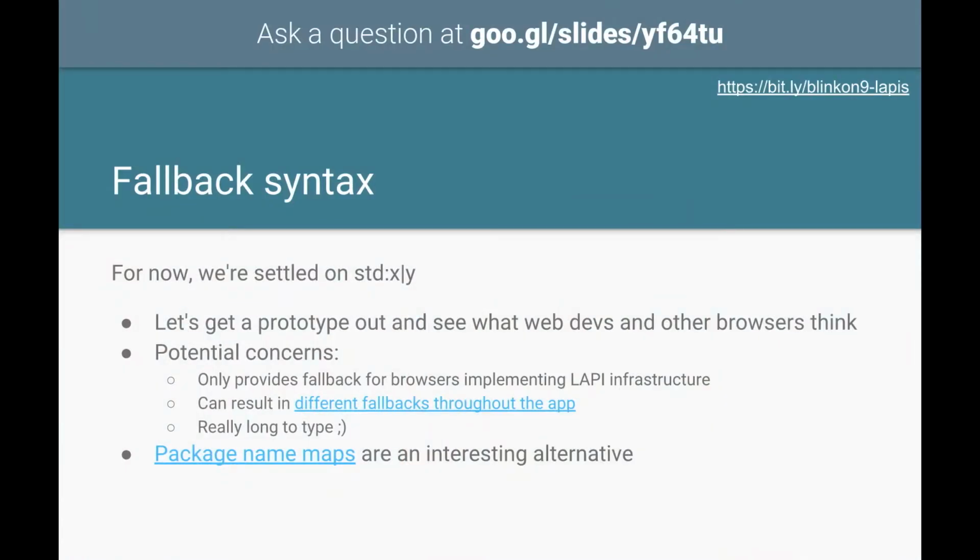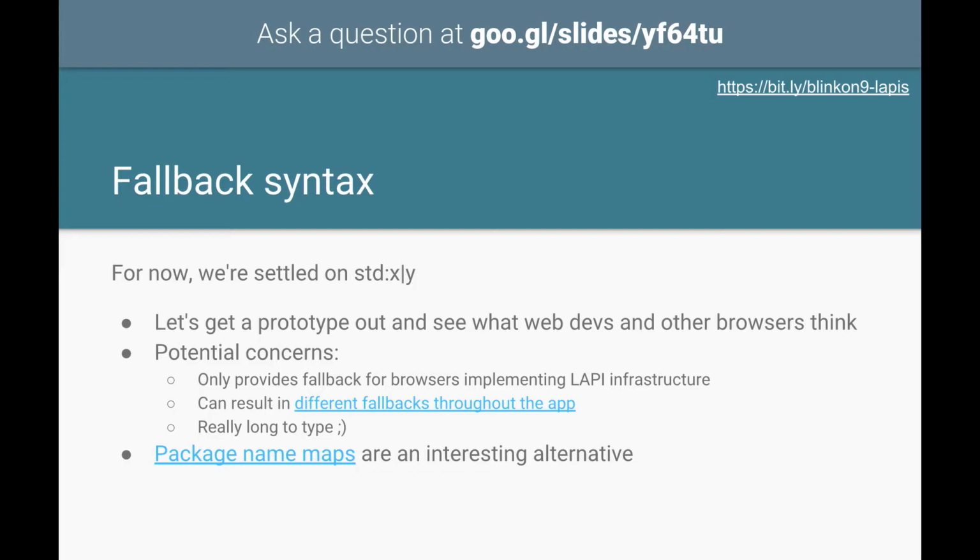Moving on to a couple higher level things. As I said, the fallback syntax is still a little unclear. We're going to prototype it. We're going to see what people think. But here are some issues, right? So as I said, it won't work in browsers that don't implement this fallback syntax at all, right? Once they implement this fallback syntax, then they can get the fallback to the polyfill. But if they don't implement this at all, then the polyfill won't load at all. So that's not great.